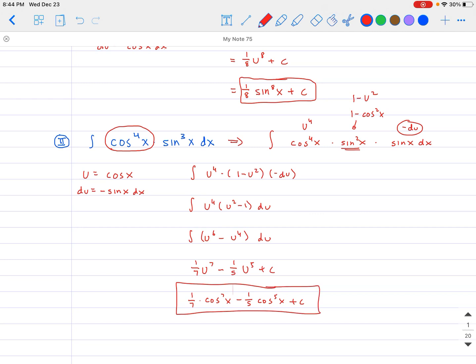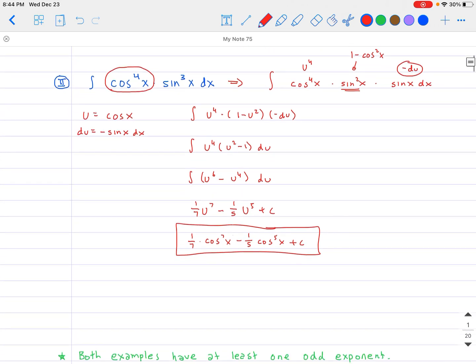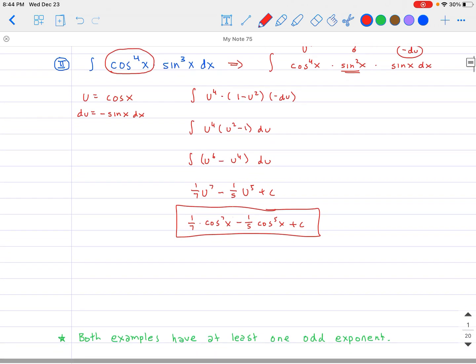Okay, so, again, when it comes to trig integration so far, it's just a matter of u substitution. One is the function and the other one is its derivative. There's not a lot of choices. If you try one and it doesn't work, then try the other one. Now, the two examples that we've looked at so far both have at least one odd exponent.